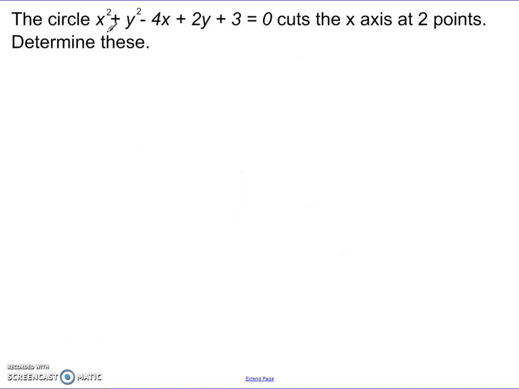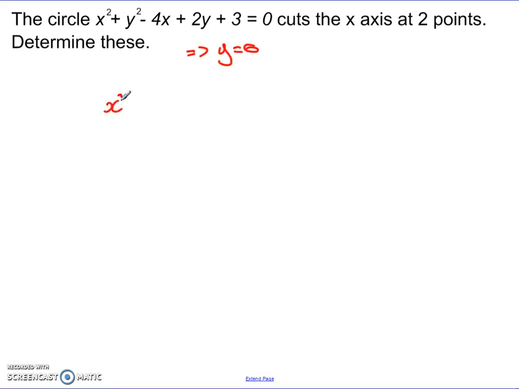Third question, the circle x squared plus y squared minus 4x plus 2y plus 3 equals 0 cuts the x-axis at 2 points. Determine these. Well, the equation for the x-axis we have to think about. It's a straight line going across, but it goes across on y equals 0. So for that one, I can simply set y equal to 0.